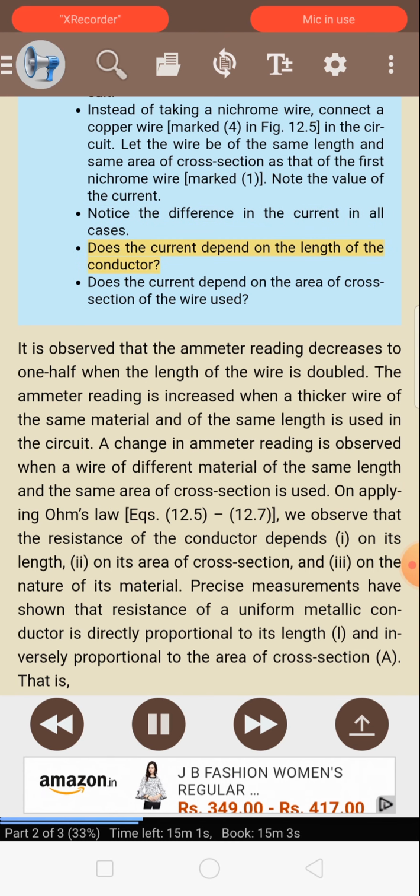Does the current depend on the length of the conductor? Does the current depend on the area of cross-section of the wire used? It is observed that the ammeter reading decreases to 1/2 when the length of the wire is doubled. The ammeter reading is increased when a thicker wire of the same material and of the same length is used in the circuit. A change in ammeter reading is observed when a wire of different material of the same length and the same area of cross-section is used.